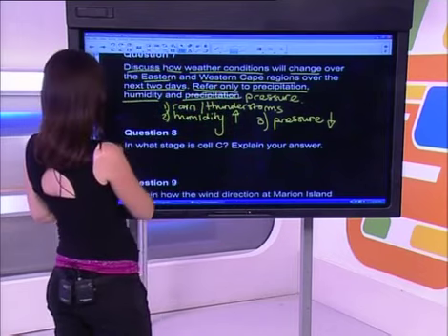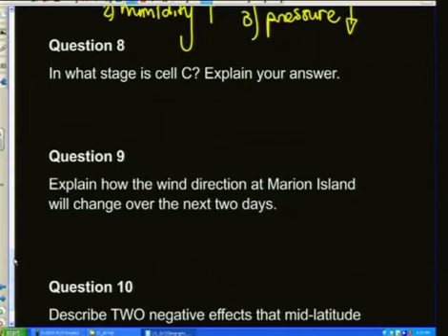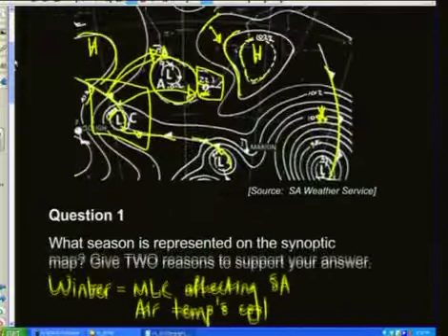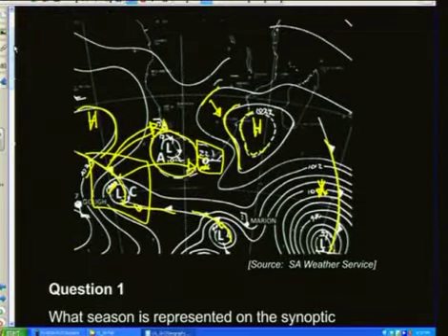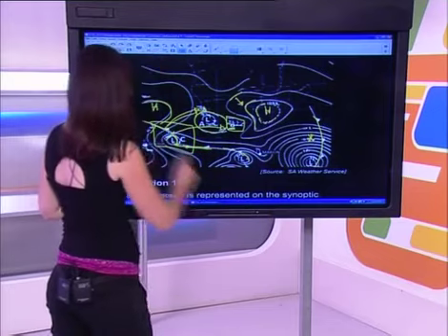Let's quickly see how many more we can do. In what stage is cell C? And explain your answer. So we're looking for the stage of cell C and an explanation there. Let's go back to the top. If we have a look at cell C, you can see a cold front as well as a warm front. So there they are again. You can't really see an occlusion happening yet. So when there's no occlusion, there's no joining of those two fronts together, we must know it's in the mature stage, because there's no occlusion. Let's write that down.